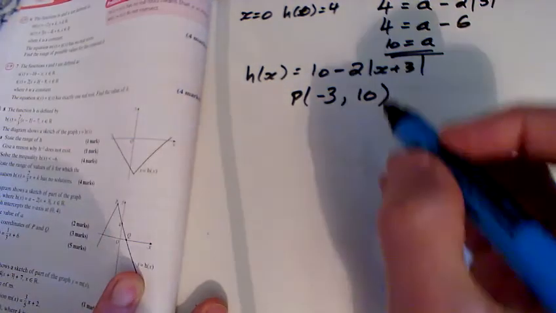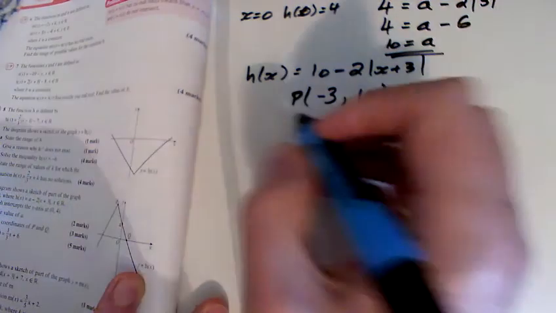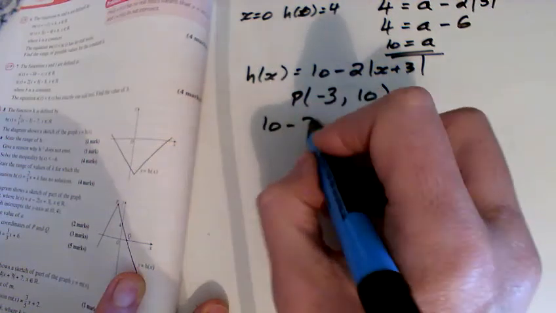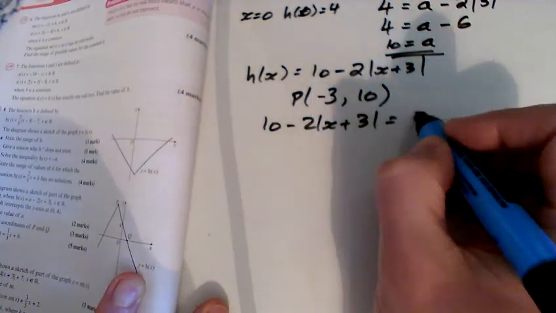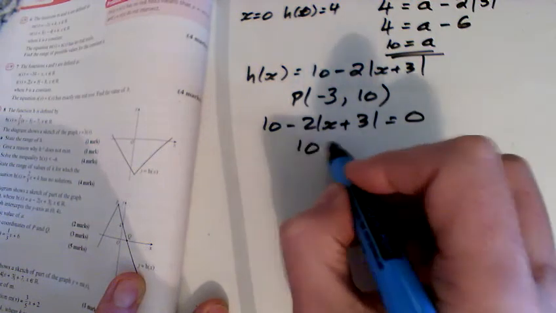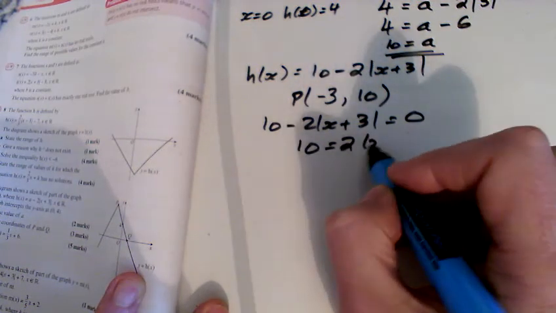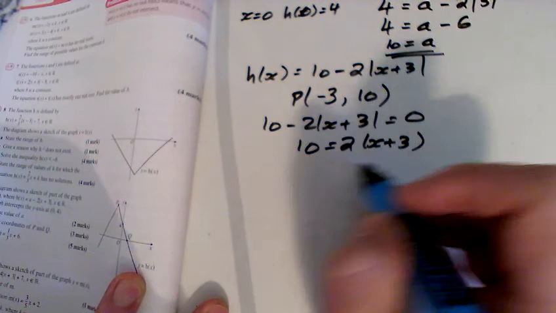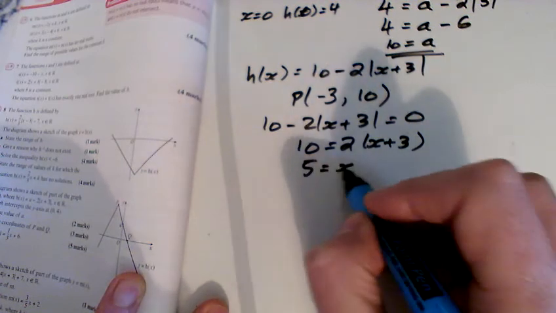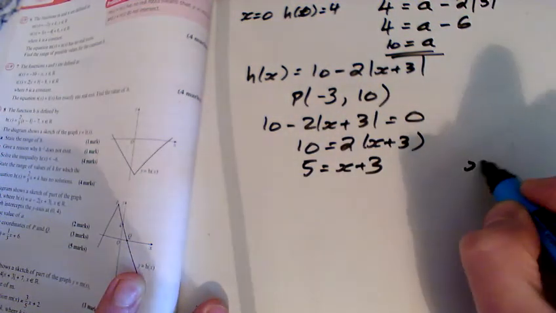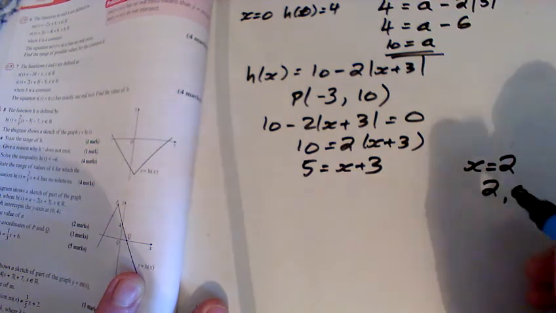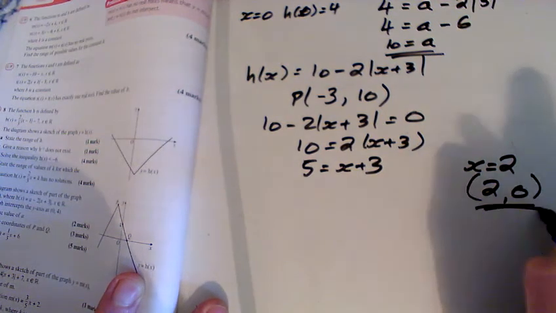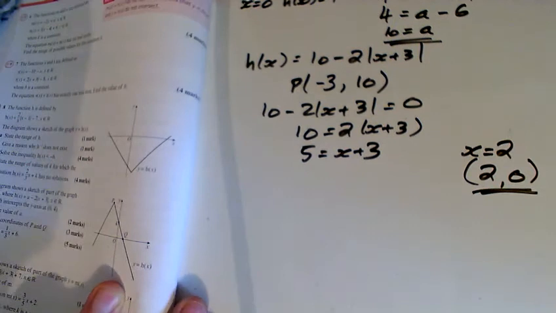And Q is when this whole thing equals 0. So when does this equal 0? This is when 10 equals 2 lots of the modulus of x add 3. So x add 3 equals 5. x equals 2. So that point is 2, 0. That's the first parts of it.